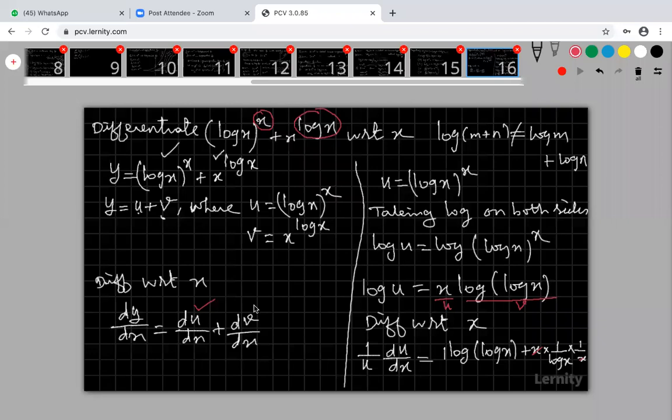Similarly, you have to find out your dv by dx. Dv by dx means you have to differentiate this function with respect to x. You will get dv by dx. Are you okay? Yeah, please take that.